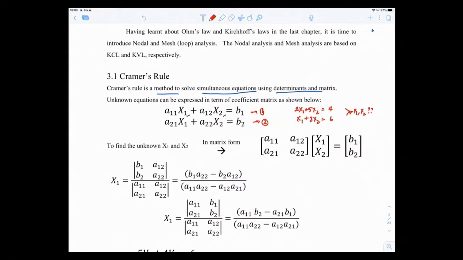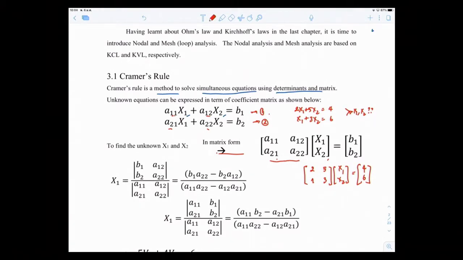So after you have these two equations, you can transform them into matrix form. You put the coefficients a11, a12, a21, a22 into a matrix, and then multiply by x1, x2 in this form, equal to b1, b2. So in the example, it would be 2, 5, 1, 3, times x1, x2, equal to 4 and 6, like this. So you get a 2 by 2 matrix.